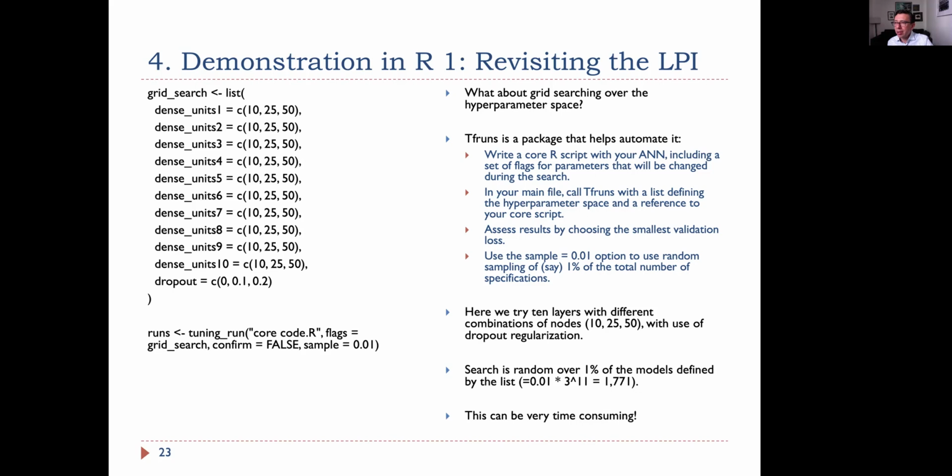And by using sample equals 0.01, I'm telling it to do a random grid search using only 1% of the total number of models. Okay, so as I said, the example here has got up to 10 layers in the neural network with combinations of 10, 25, and 50 nodes and different types of dropout regularization. Now, the search is random, retaining 1% of the models defined by the list. But you can see that with a model like this and the number of parameters that I'm looking over, even with only 1%, I've still got to look over nearly 2,000 models. So you can see that it starts to become very time consuming.